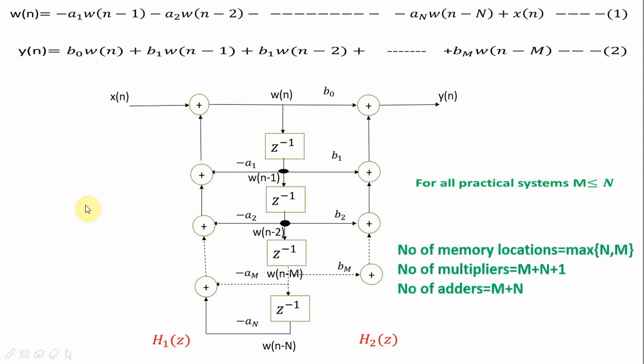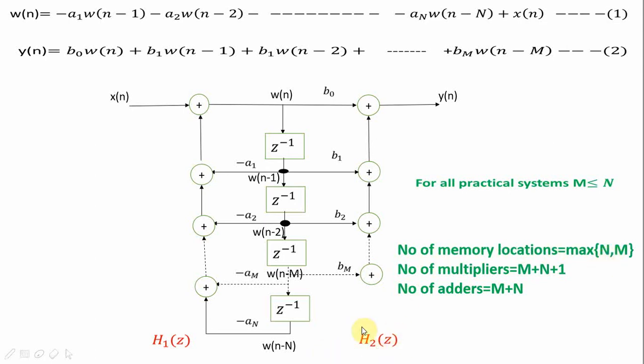So how many memories are required? Memory depends on the number of input and output previous values to be stored. So if we have different numbers for the numerator and denominator degrees, the maximum of that will give you the memory requirements. So the maximum of n comma m will be the number of memory locations required, and the number of multipliers as before is m plus n plus 1, and the number of adders is m plus n. So there is no change in the number of multipliers and adders, but there is a considerable decrease in the number of memory locations that are required.